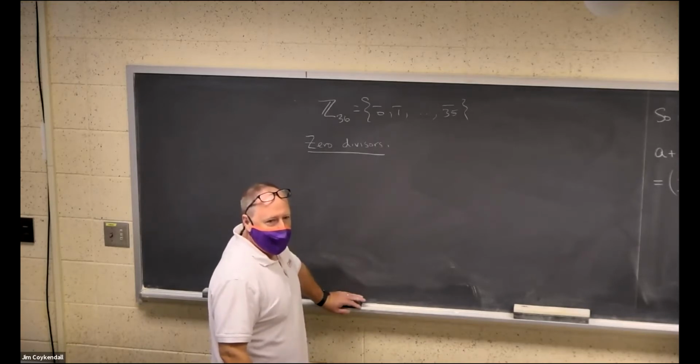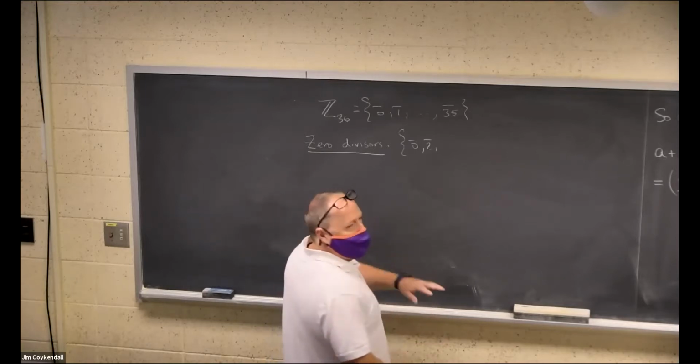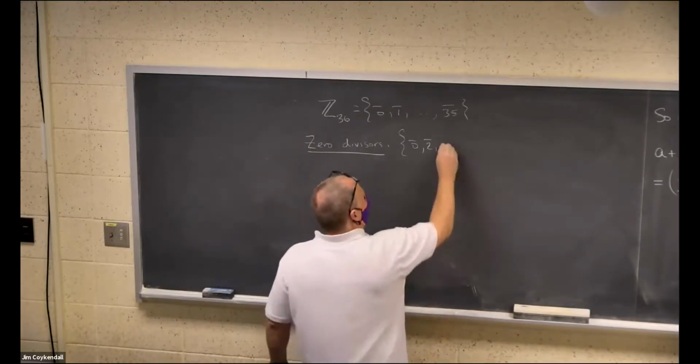Anybody want to guess what the 0 divisors are? I'm going to have to write it down. It's the factors of 35, isn't it? Or 36. Well, you're right in spirit. It goes a little bit further than that.